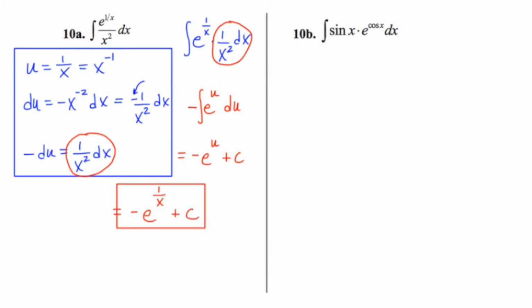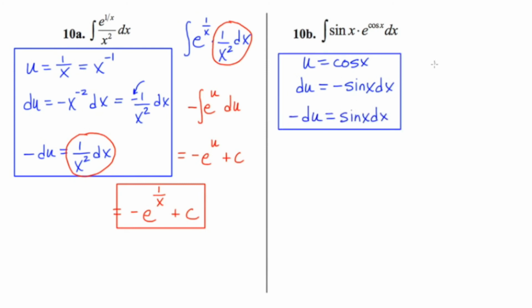In example 10b, we're asked to integrate sine of x times e to the cosine x. And once again, we've got a power of e that's more complicated than just an x. So I'm going to allow u to be cosine x. Differentiating both sides with respect to x, we end up getting du equals negative sine x dx. But my originally stated integrand doesn't have a negative, so I'll multiply both sides by -1.